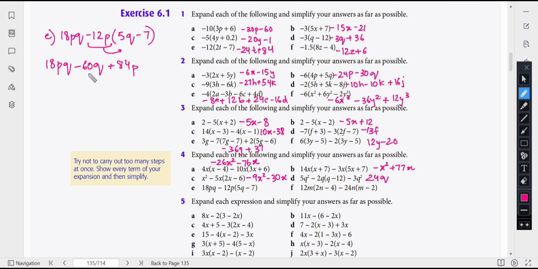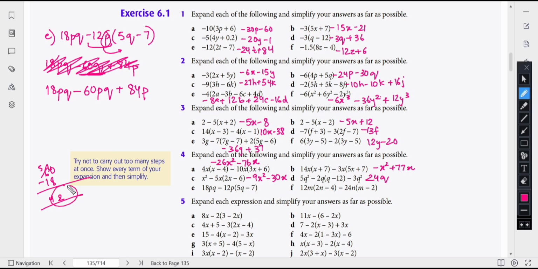So the final answer we will get is minus, oh, there is one more thing, I have made a mistake. Can you find it out? It's not going to be 18pq minus 60q, it's going to be 60pq plus 84p. I forgot this p when I multiplied here, so do not make a mistake like this. And 18 minus 60, let me do it quickly, that's going to be minus 42pq plus 84p.